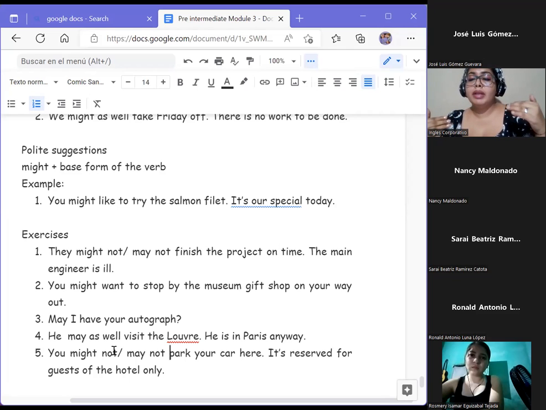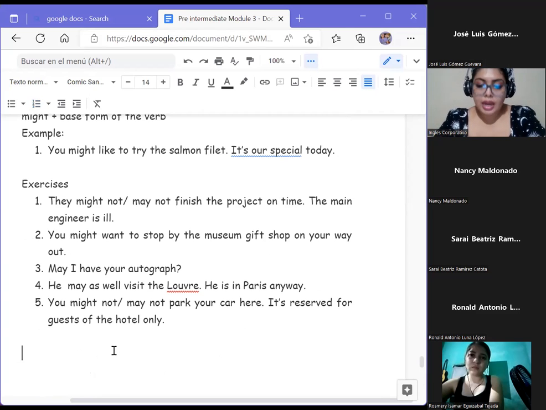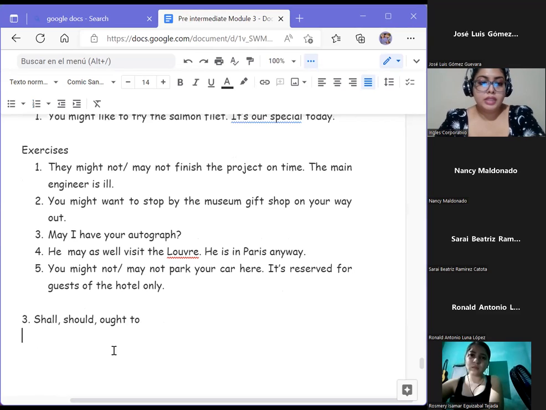And then we are going to develop the second topic. Vamos a ver el segundo tema de hoy, that is, health issues. Vamos a construir vocabulario con palabras que tengan que ver con salud. So, we are going to continue with the third part, that is, shall, should, ought to. Shall, should, ought to.